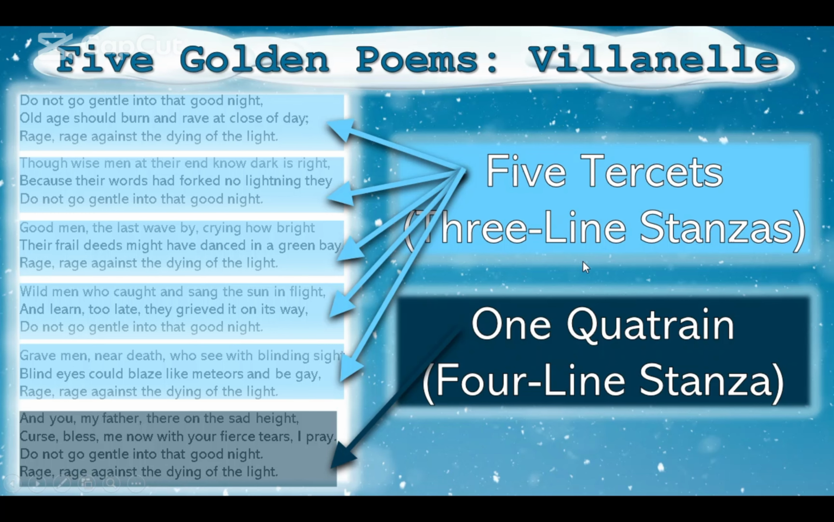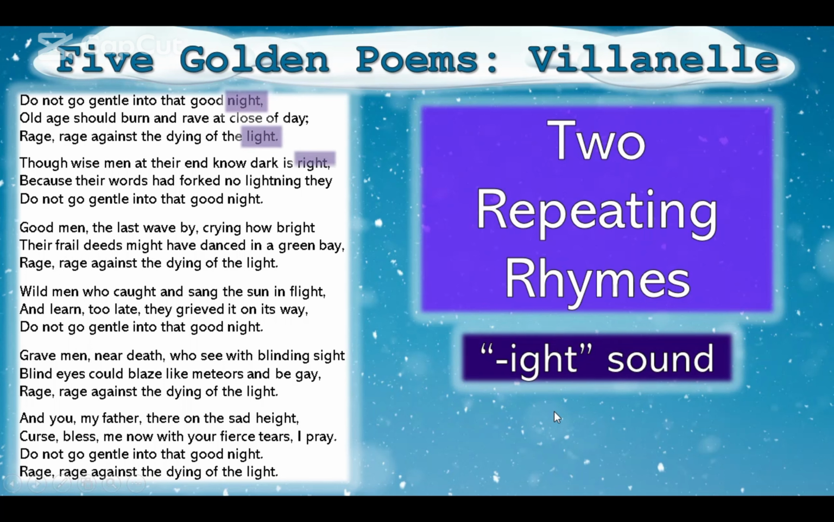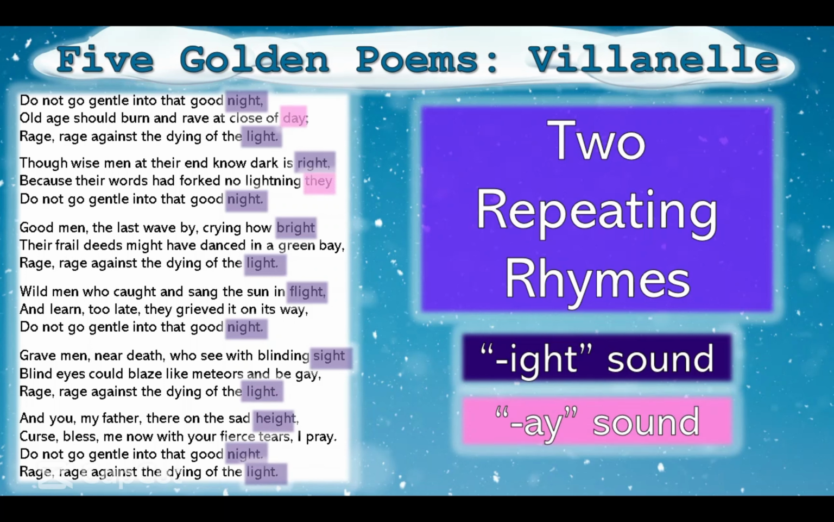Thing number 2 that a villanelle has to have are 2 repeating rhymes. So I don't know if you had the opportunity to read this poem yet, but if you did, you would probably notice that there are 2 sounds repeated throughout the poem. We've got this ite sound, so bright, flight, sight, height, night, light. And we've got an a sound. We've got day, bay, way, gay, pray. Thing number 2 that a villanelle needs are 2 repeating sounds. We got that.